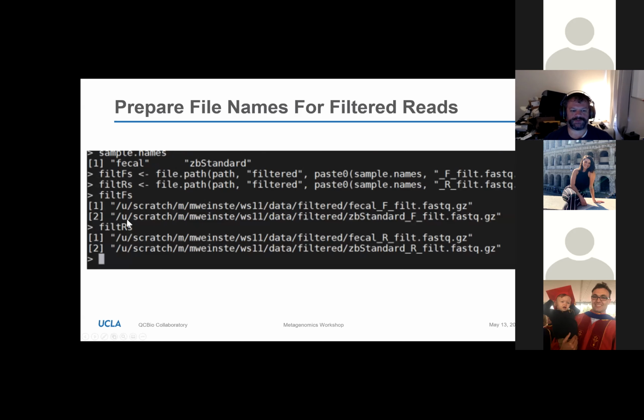We're then going to go through this process. So this is setting up our file names for our filtered files, because our next step is going to be the trim and filter. So we're setting up names for our filtered forward files and our filtered reverse read files. And we're just going to set it up using this scheme right here. And then we're just going to check and make sure they make sense.